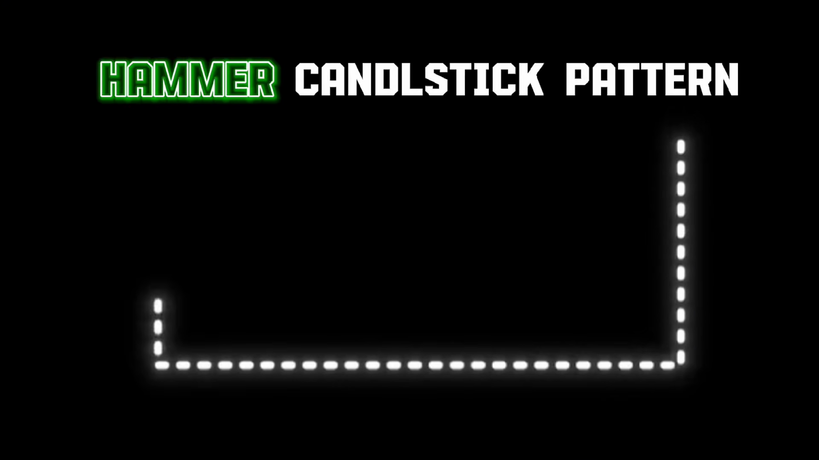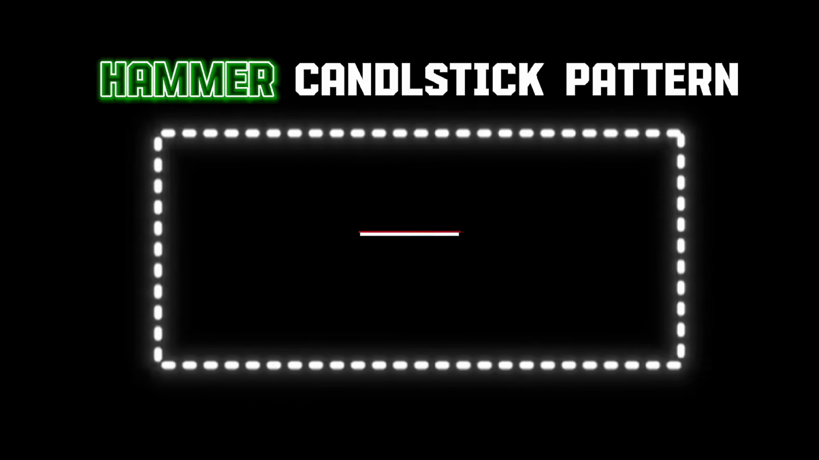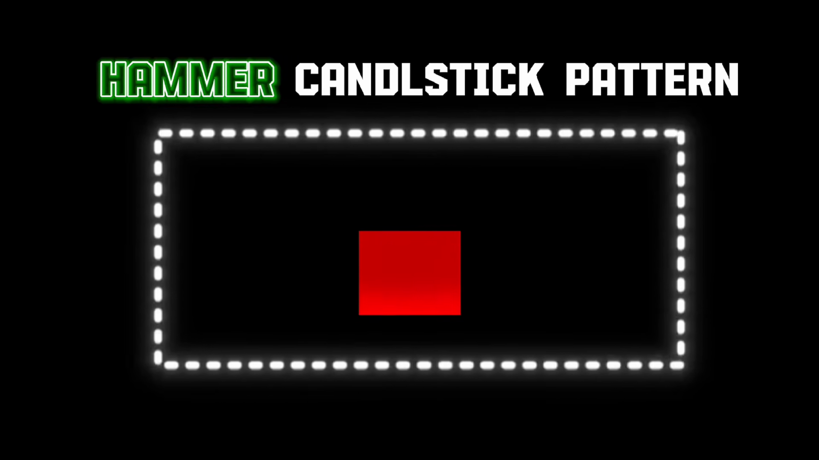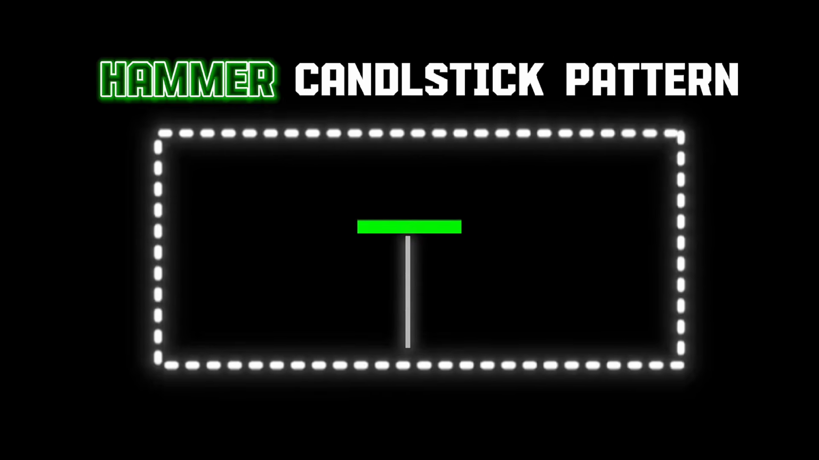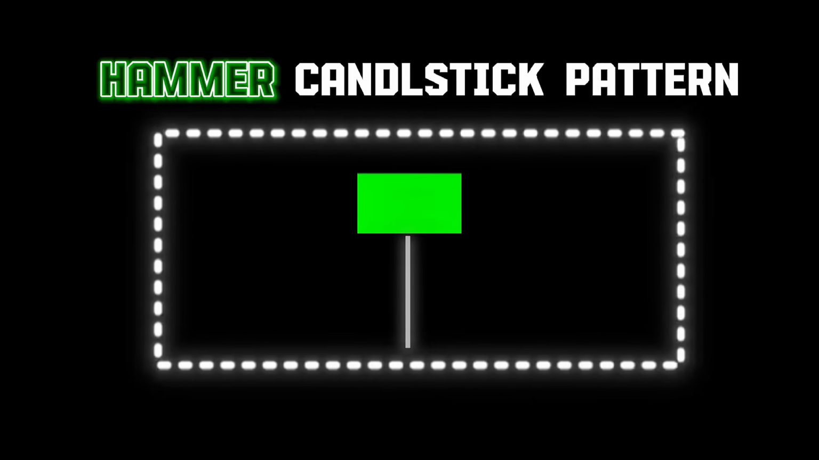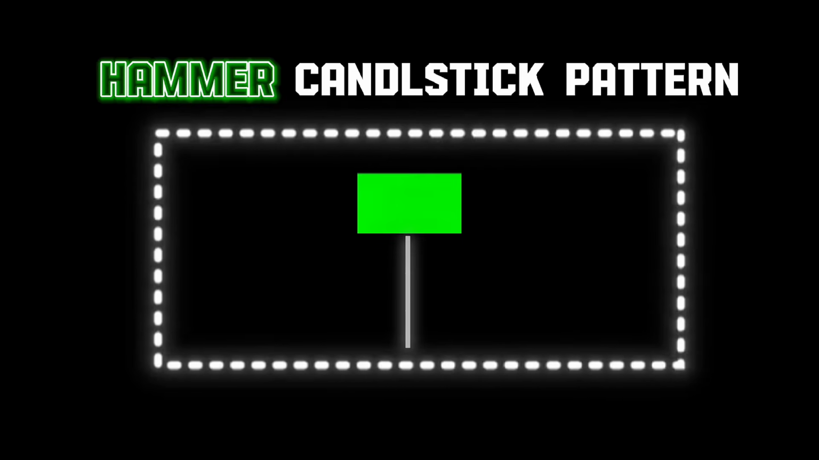Let's start with the hammer. Imagine the market opens at a certain point. Sellers try to take control, pushing the price strongly downward. But suddenly, buyers step in from the bottom, take over, and push the price all the way back up toward the opening. The result? A candle with a small real body at the top and a long lower wick. This is what we call a hammer.